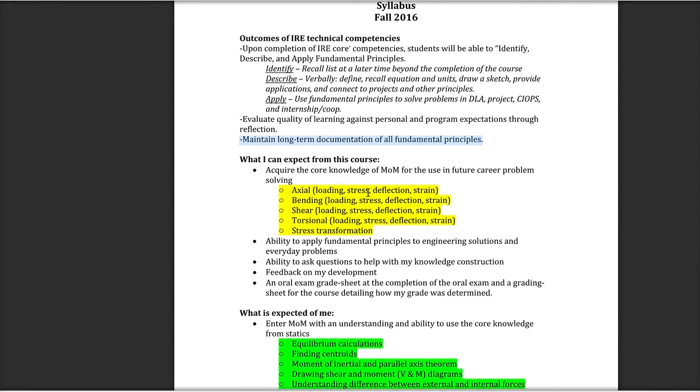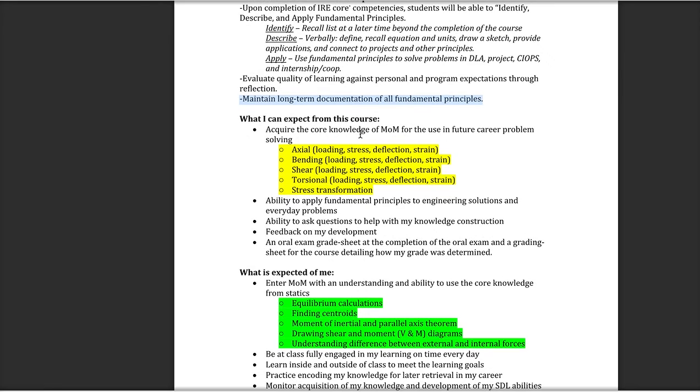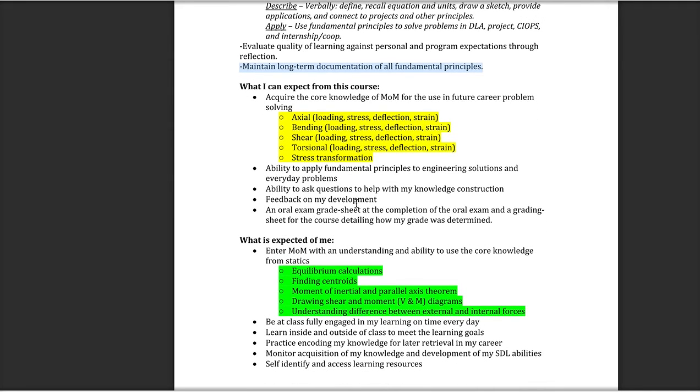So, what can you expect from the course? Well, you'll acquire this core knowledge. We'll apply those fundamental principles. You can ask questions on a daily basis. I will give you feedback on a regular basis. And at the end, you'll get an oral exam grade sheet and a grading sheet for the course telling you how your grade was arrived at.